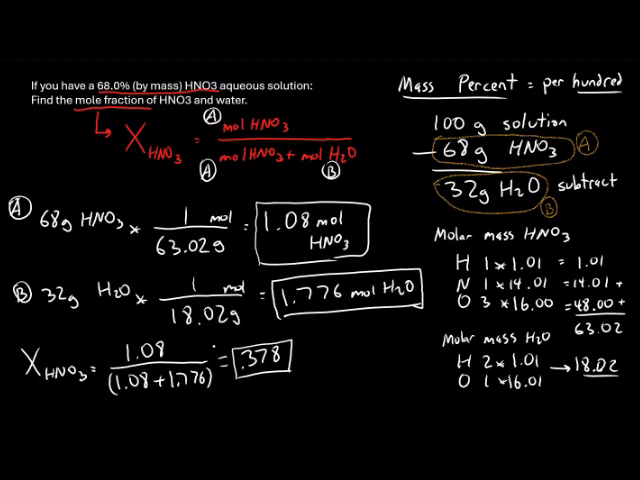Now, to find the mole fraction of water, all we need to do is take 1 minus our mole fraction for HNO3. Since there are only two components in the solution, whatever is not HNO3 must be water. We can enter 1 minus 0.378 in our calculator. We get 0.622 for our answer. And so now we have the mole fraction of both HNO3 and the mole fraction of water.